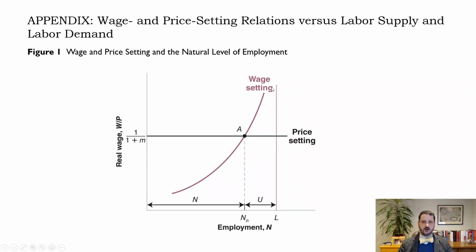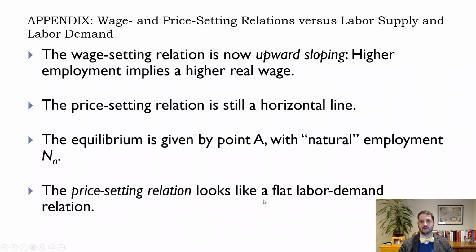Our wage setting curve is kind of the demand curve, or the supply curve, I guess, of labor, right? Taking into account the unemployment rate. And then the price setting curve is kind of the demand for labor. So the wage setting relationship now becomes upward sloping. Higher employment implies a higher real wage, but we still get this price setting relationship, which is still a horizontal line. And that's kind of like a flat labor demand relationship, but kind of not.